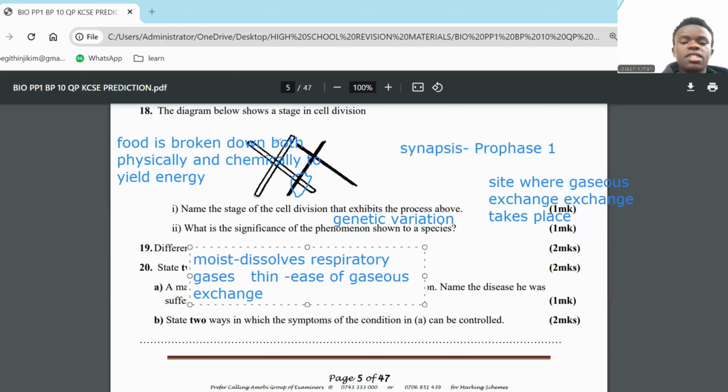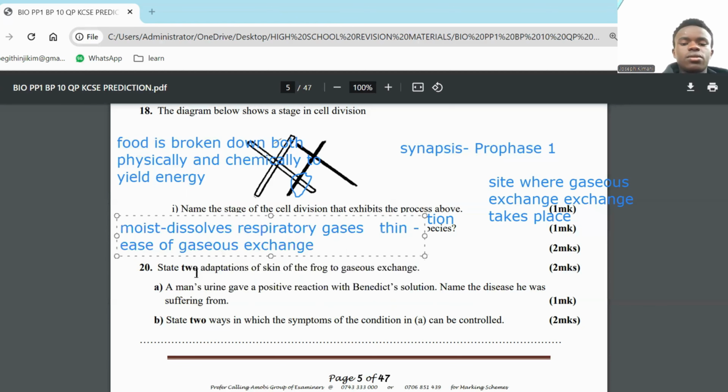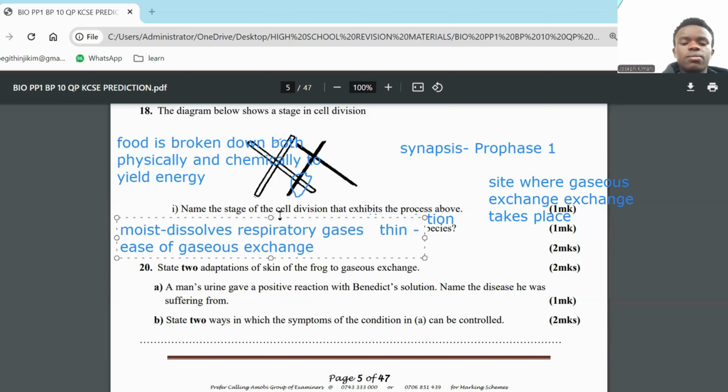Why is it for ease of gaseous exchange? Because now the gases will be diffusing over some smaller distance to reach the inside of the skin. That's why it's moist, to dissolve respiratory gases, and thin for ease of gaseous exchange. So let me just grab, okay, we can just complete the page.